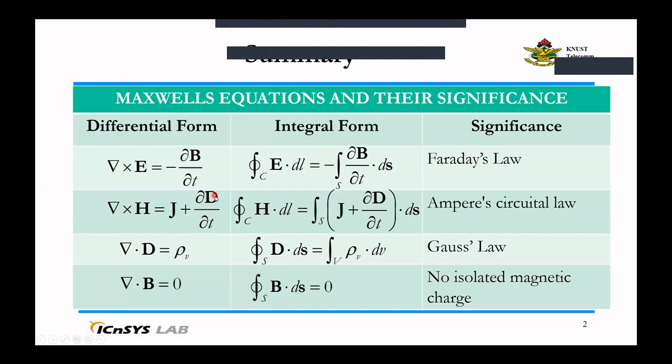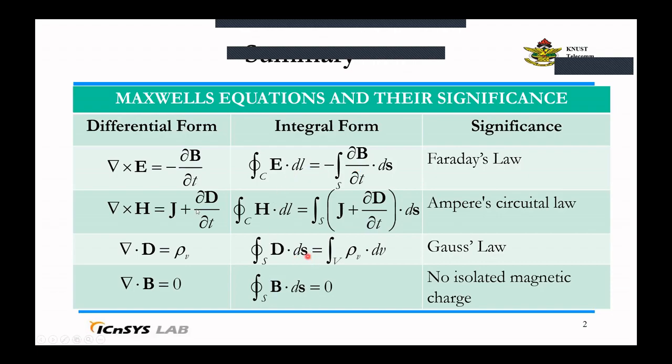varying electric field. And this, the rate of change of D, which we have called the electric displacement, was introduced to correct the inconsistency in Ampere's equation. And then we have the divergence of D equals rho V, which is the volume charge density, and the divergence of B equals 0, which says that the magnetic field is divergenceless because it always closes upon itself.